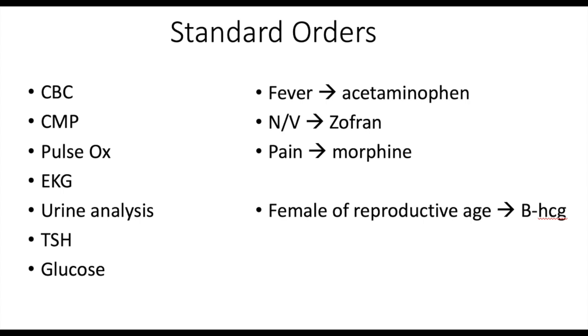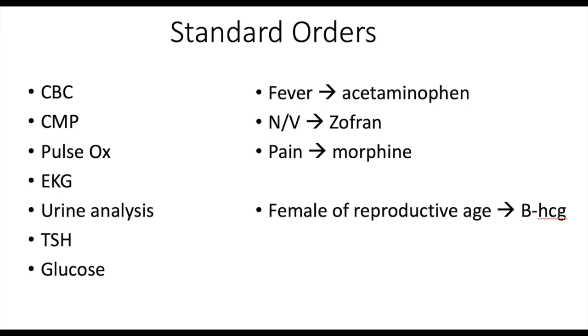For every case, I would get in a habit of putting in a standard order set for every single patient. So this would give me a good amount of baseline points and also covers a large part of the differential. So I would put in CBC, CMP, pulse ox, EKG, urinalysis, TSH, and glucose for every single patient right off the bat, as well as beta HCG if it's any female of reproductive age.